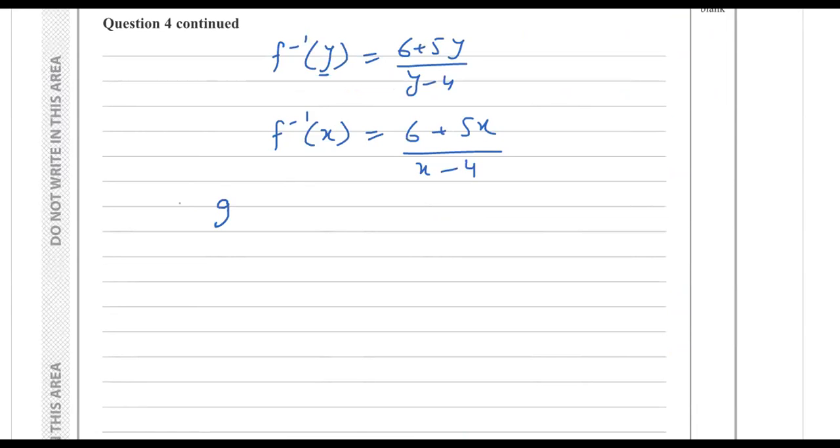g of x is 5 minus 2x square. Now this is a quadratic function. If we have to sketch the quadratic function, we need the x-intercept, the y-intercept, and the turning point also. If this is a general quadratic, ax square plus bx plus c, then you have to complete the square, or you can take the derivative, put the derivative equal to 0, and you can get the turning point.